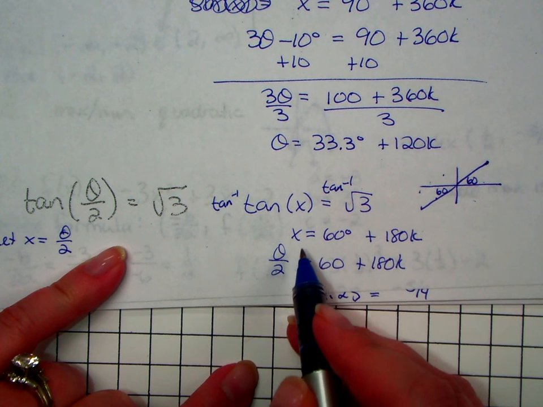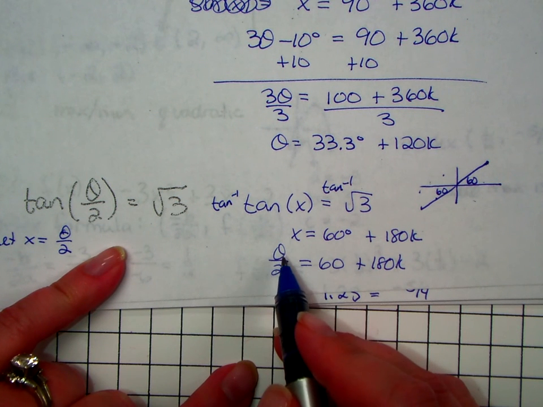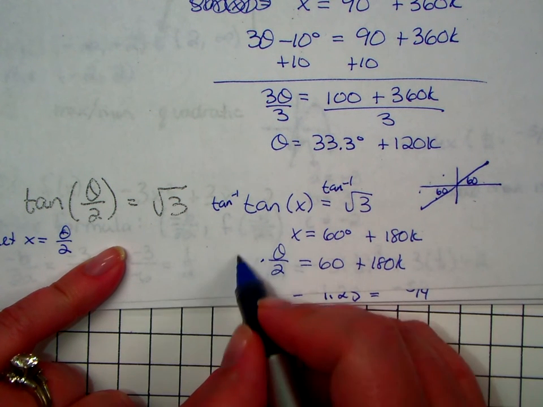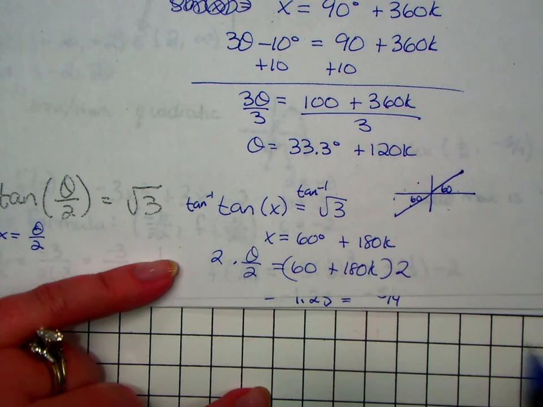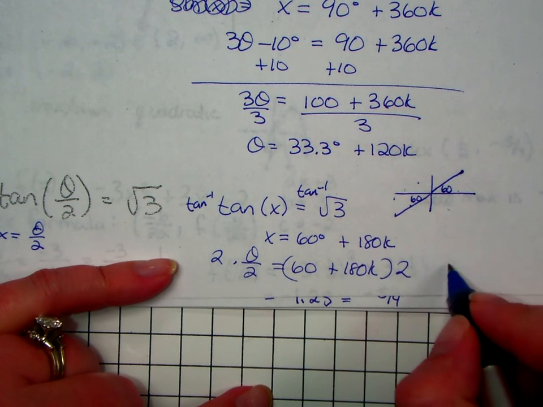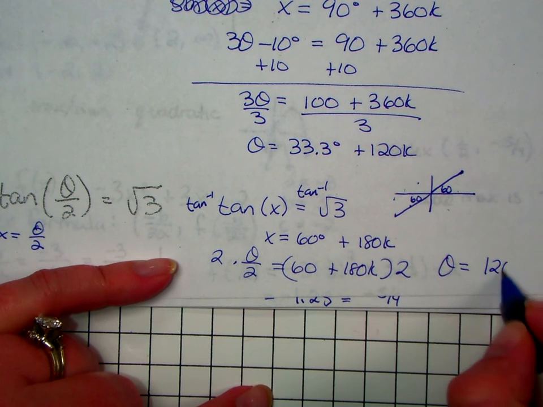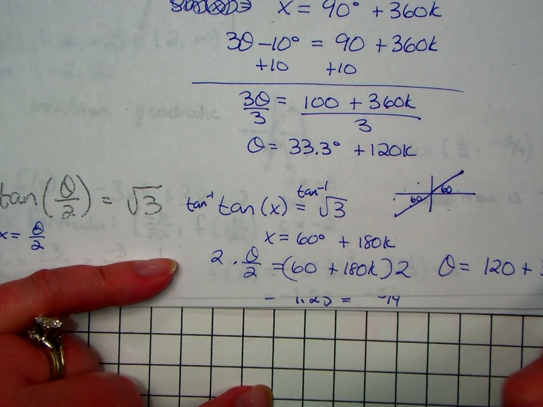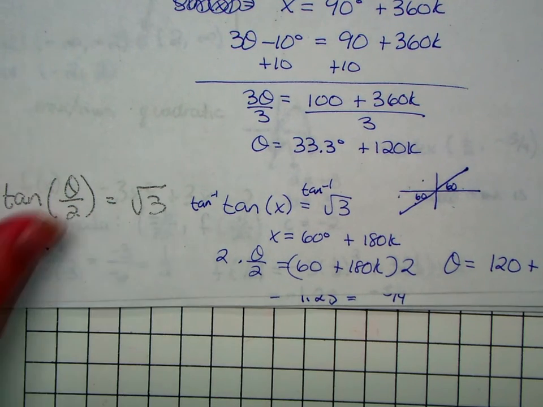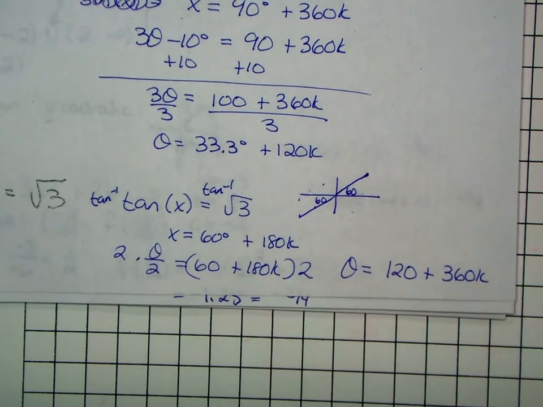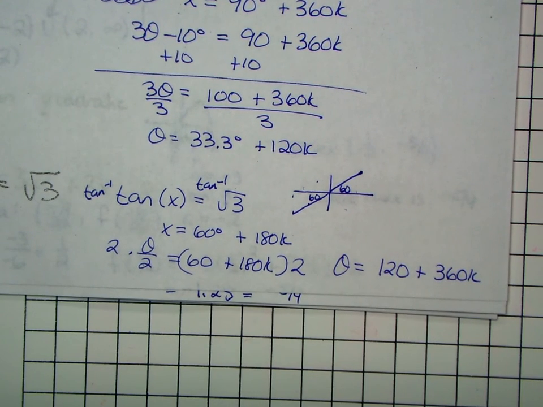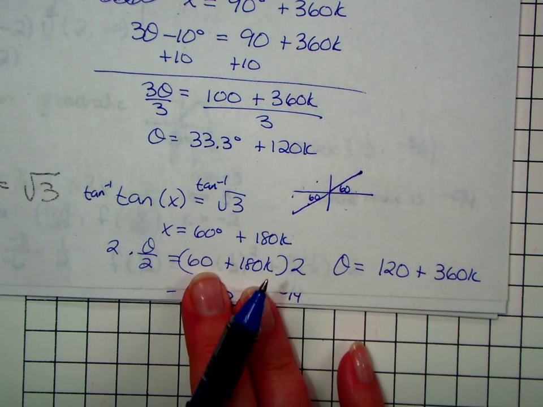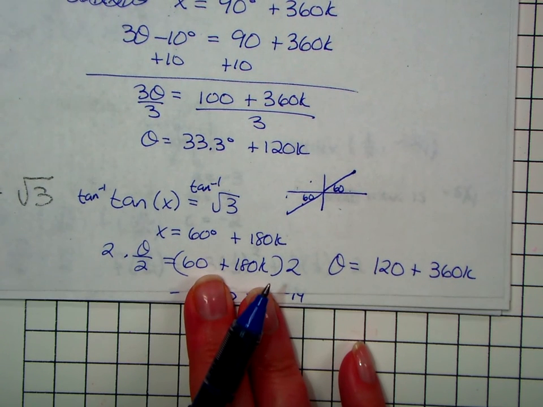All right, let x equal theta over 2. So if I solve this for theta, I'm going to multiply by 2, which means I need to remember to distribute here. And so I get theta equals 120 plus 360k. Oops, you can't see that. So there I have the general formula for theta. All right. So make sure you can solve those trigonometric equations.